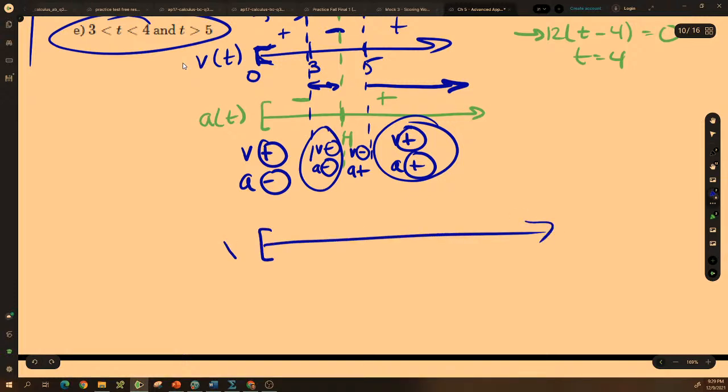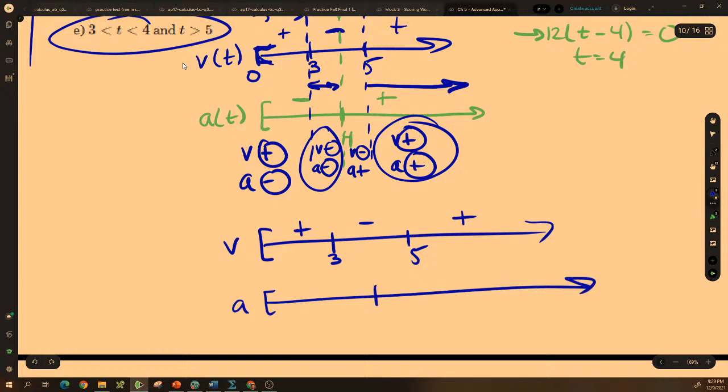On my V, in between 0 and 3, we were positive. Then from 3 to 5, we were negative. And from 5 on, we were positive. Then for A, we just had 4. Right? We just had 4. And before 4, we were negative. After 4, we were positive. We want to have the same sign. So what I kind of do is I just split up at 3, at 4, and at 5.